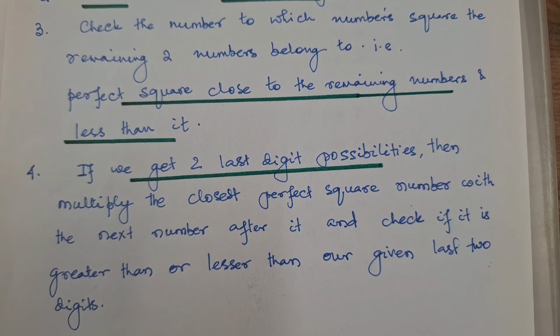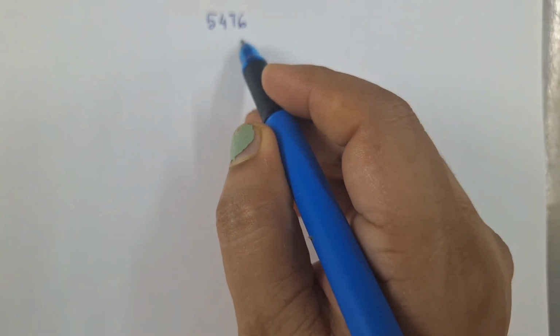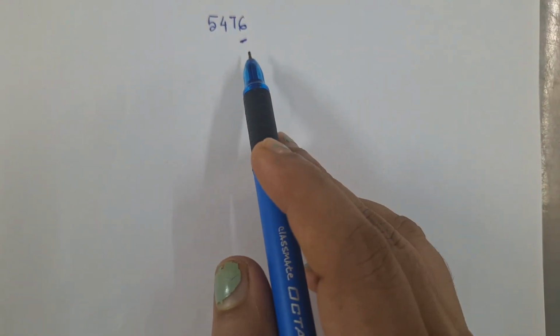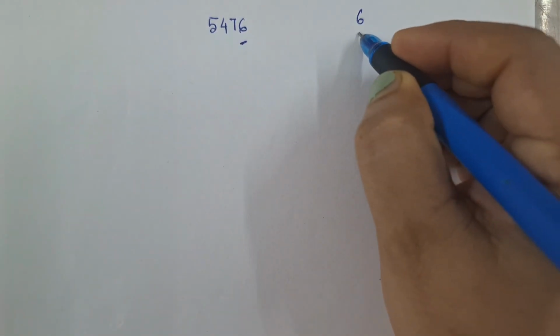So, let us start with a few examples to make your concepts clear. First number is 5476. So let us start with an example. 5476. Now what is the first step you have to do? You have to identify the possibilities for the last digit. Now the last digit over here is 6. So there will be two possibilities. What are they? 6 and 4.